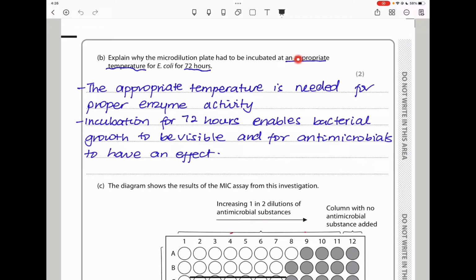So the temperature has to be optimum or appropriate for the enzymes to work in order for the growth to occur, or for proper metabolism within the microorganisms to occur, so that they can grow and increase in number.